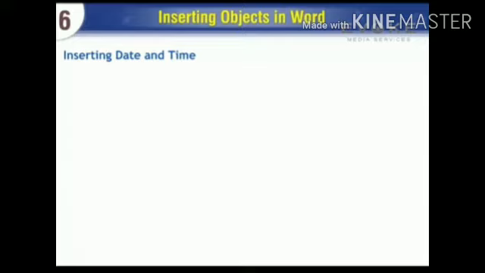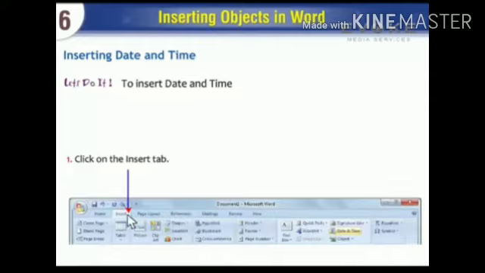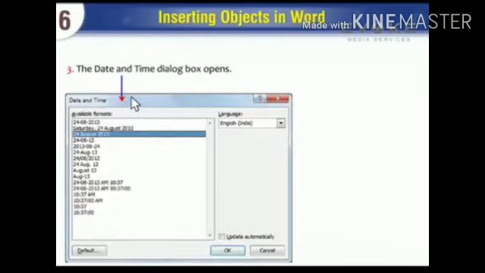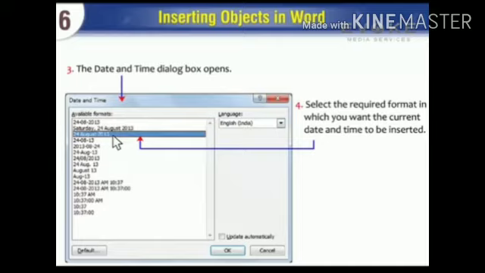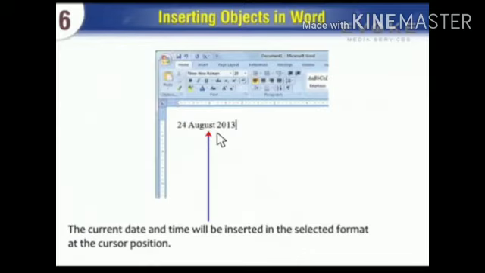Inserting date and time. Let's do it. To insert date and time, click on the Insert tab. Click on the Date and Time button. The Date and Time dialog box opens. Select the required format in which you want the current date and time to be inserted. Click on the OK button. The current date and time will be inserted in the selected format at the cursor position.